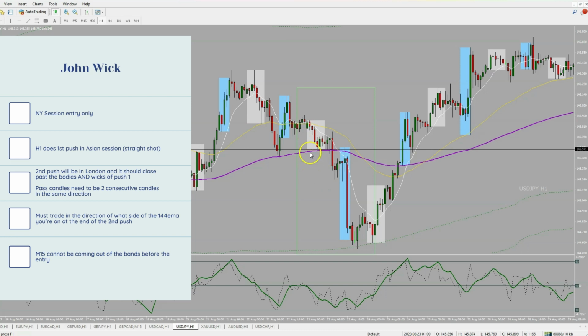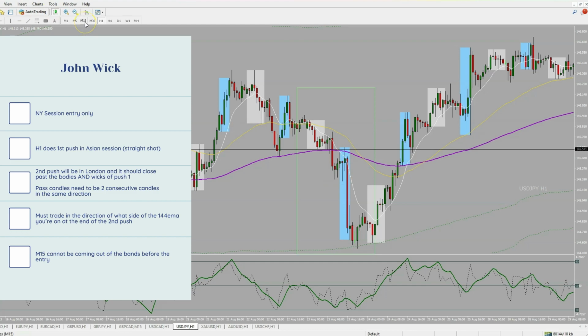The reason we're planning to sell it is because we have what? A down push Asian session, a second down push. So once again, we're trading the trend. So we're trying to catch the top of that third down push. If the London session push did not end below the 144 EMA, this would be an invalid John Wick trade. So, and then actually I take that back.